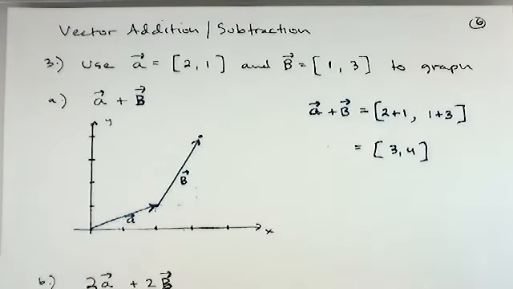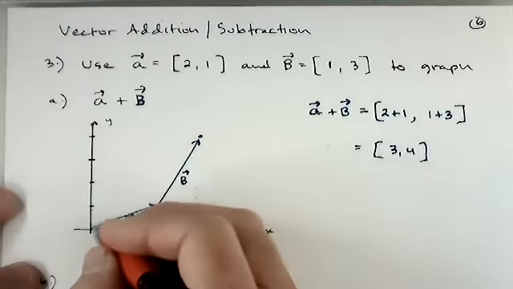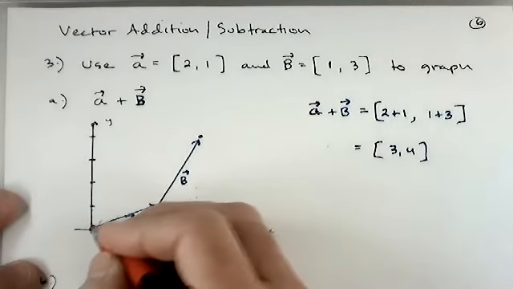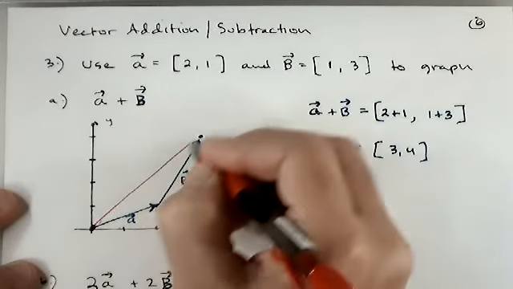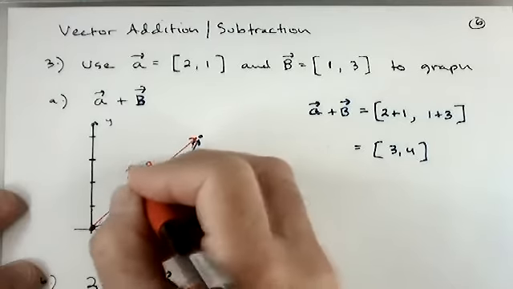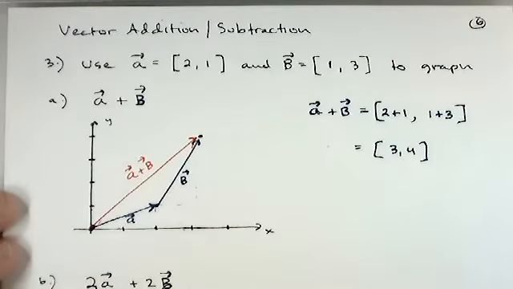And the way it works is the sum, this vector 3, 4, is the vector from where we started this whole process to where we ended up. So this would be the vector A plus B. So that's how we're adding 2 vectors.